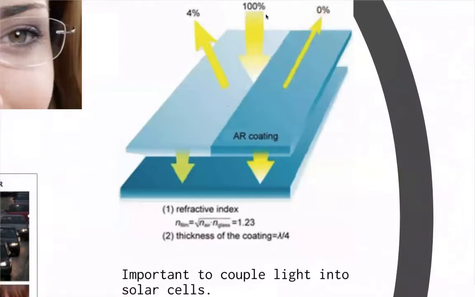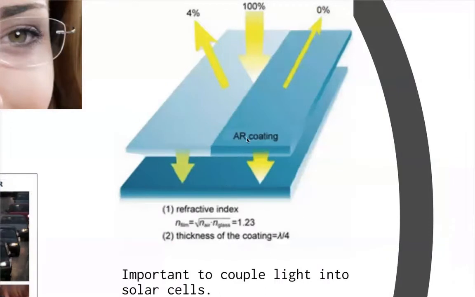So, generally speaking, if you have a film on top, you have 100% of the light coming through. We will calculate and see that if you don't have an anti-reflection coating, about 4% of the light is reflected off in the visible for glass. That means only 96% of the light will pass through. And if you use an anti-reflection coating, you can get 0% reflected off and 100% passing through.